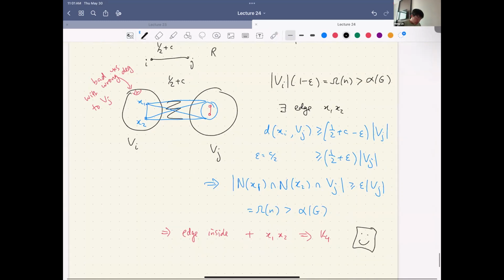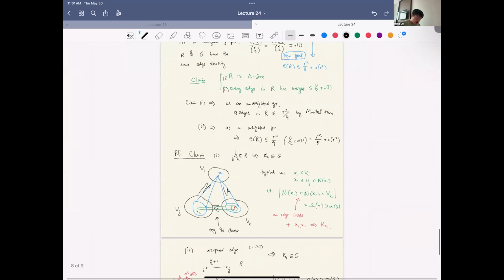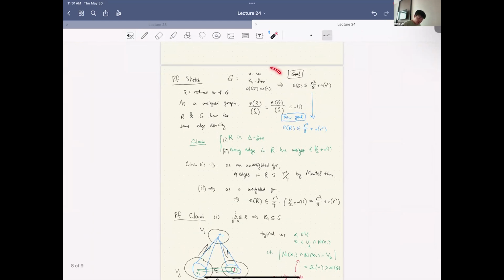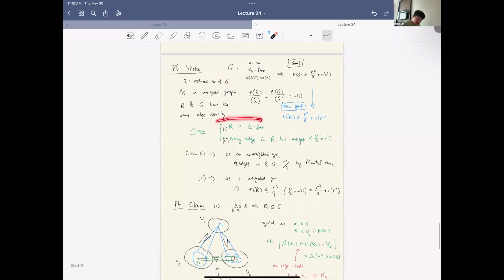Okay, as you can see, in this Ramsey-Turan problem, we also reduce the original problem on graph G, where we translate K4 freeness and sublinear independence number to the condition in the reduced graph that the reduced graph is triangle free and each edge weight is at most 1/2. Then it's very simple to derive this one by Mantel's theorem, which reflects back to what we need.